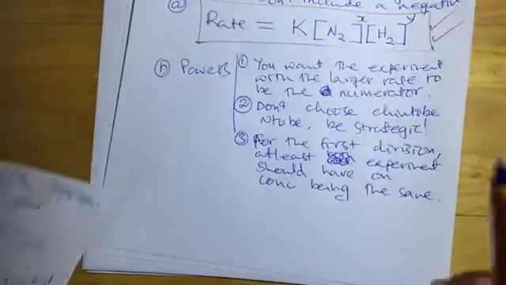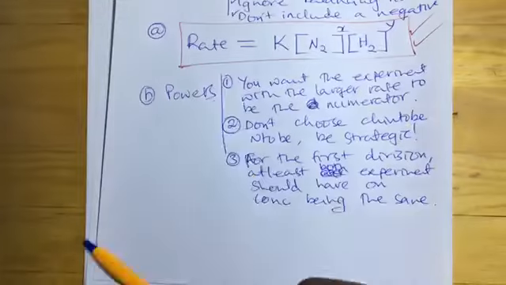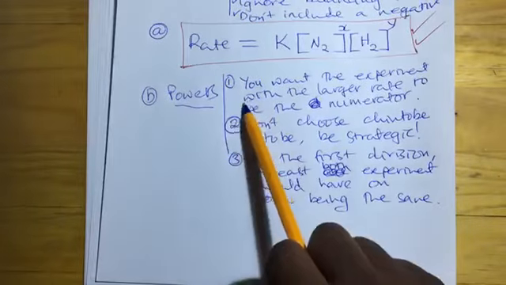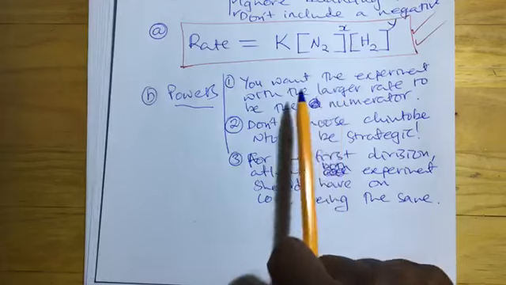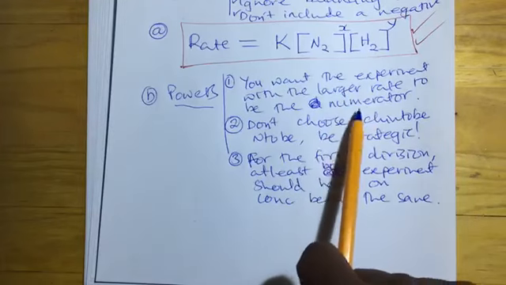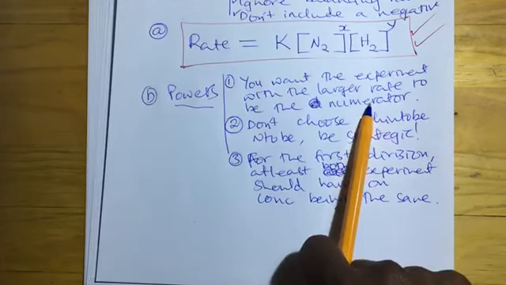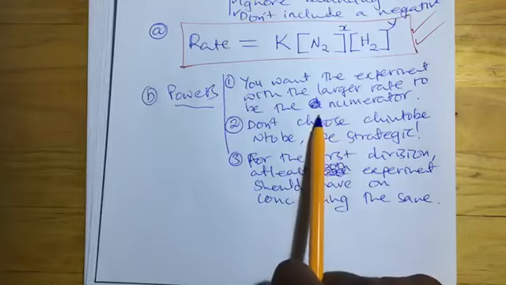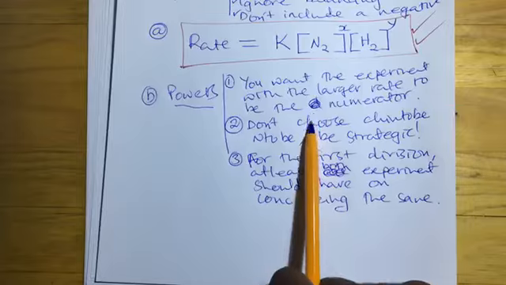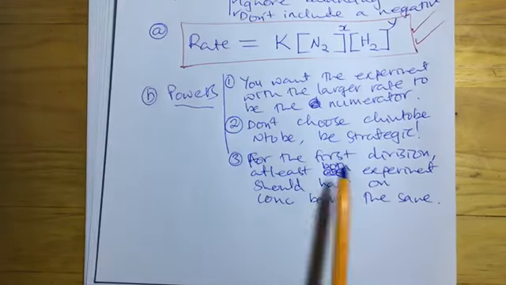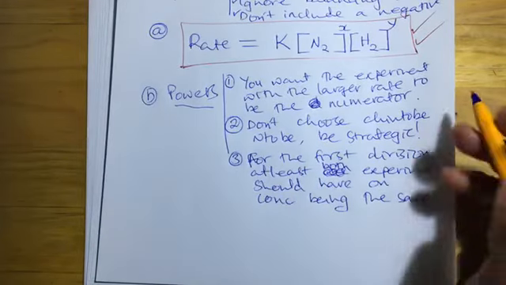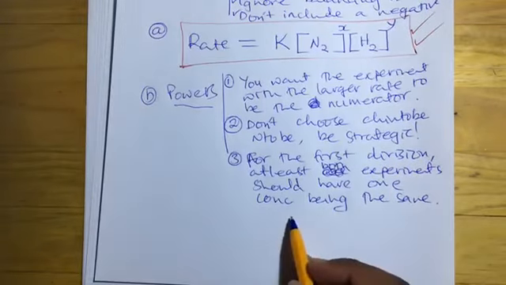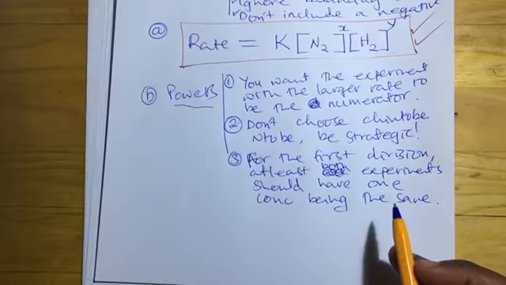Okay, so let's just quickly run through. How do you find the powers? Number 1, you want the experiment with the larger rate to be the numerator. Don't choose randomly, be strategic. What do we mean by be strategic? For the first division, both experiments should have at least one concentration being the same.